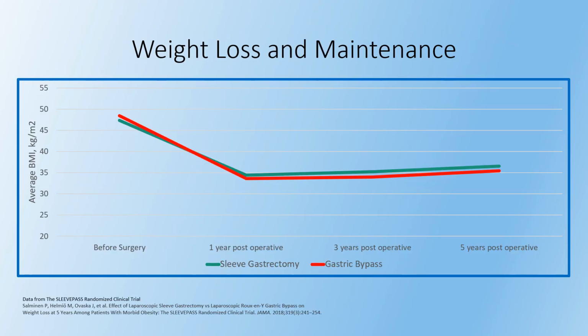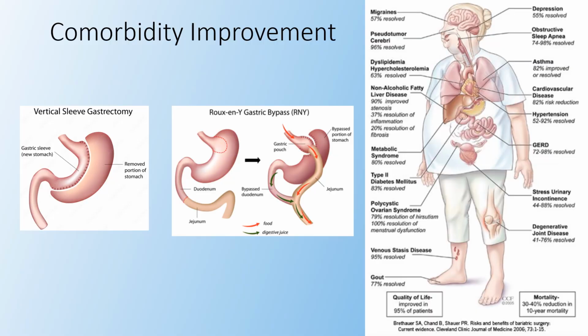This graph shows the maintenance of weight loss after surgery. Patients on average who had a BMI near 50 before surgery achieved and maintained a BMI in the 30s for many years after either procedure. In addition to weight loss, bariatric surgery often dramatically improves diabetes, high blood pressure, and high cholesterol. Both procedures can significantly improve your overall health and quality of life. Most patients experience improvement or remission of several obesity-related medical conditions after bariatric surgery.